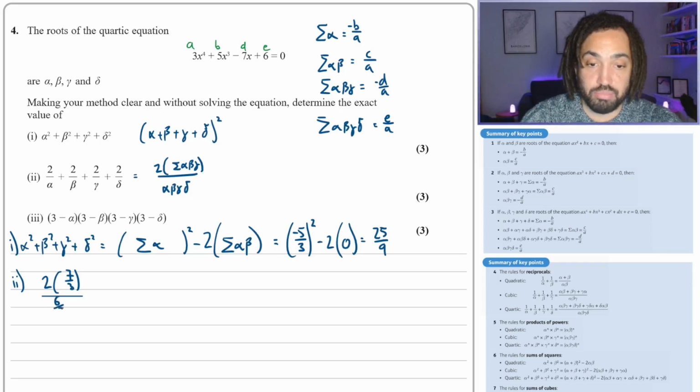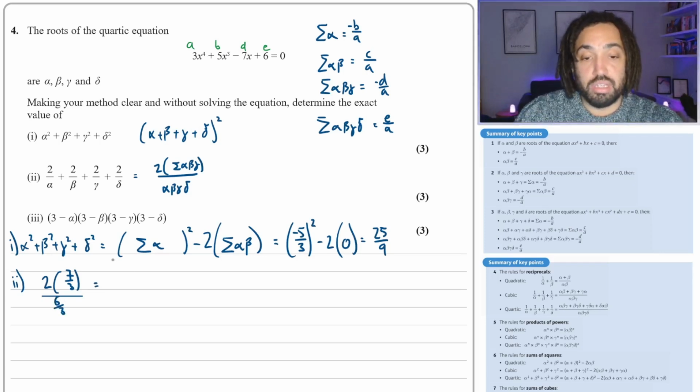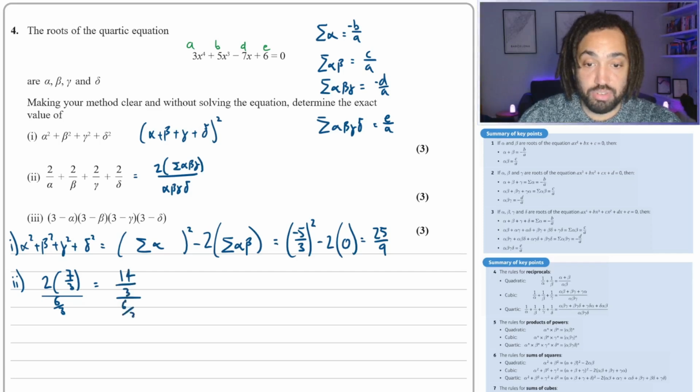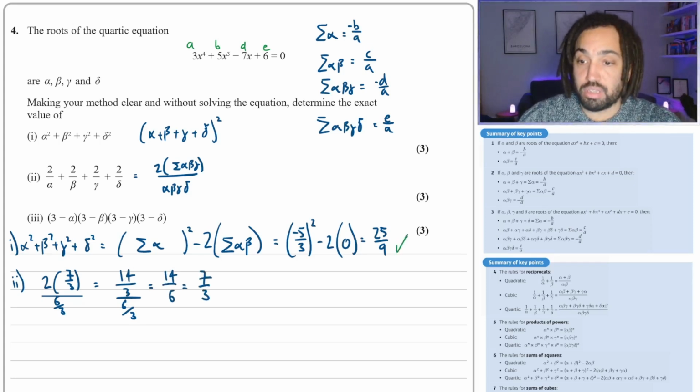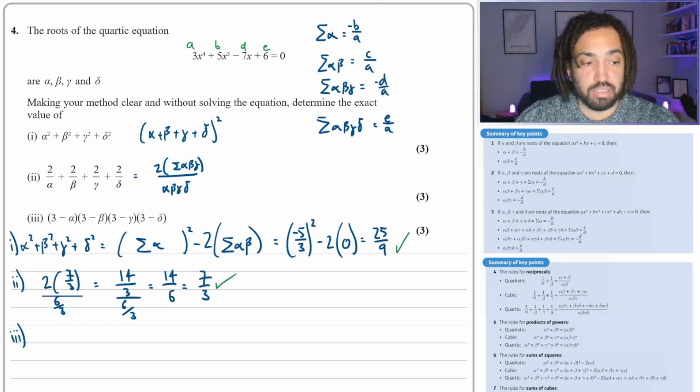6 over 3. Okay, so a bit of simplifying. This is going to be 14 over 3, 6 over 3. Both top and bottom are over 3, so that can cancel. So it's 14 over 6, which is 7 over 3. Lovely, lovely. Okay, this is nasty because we are going to have to expand this out really.